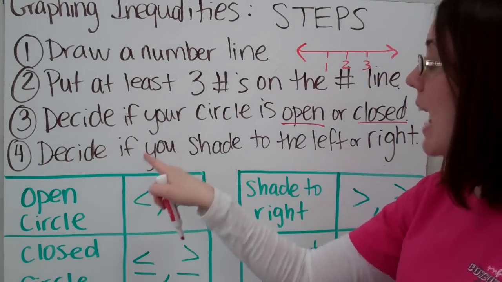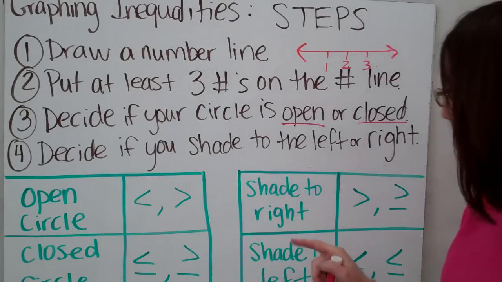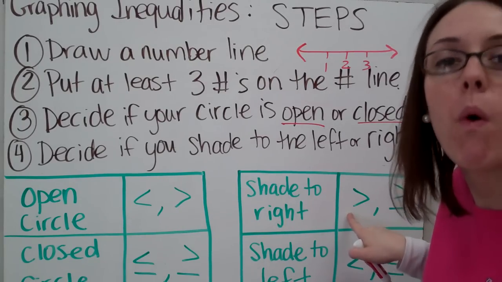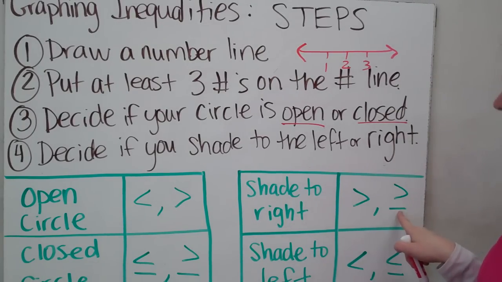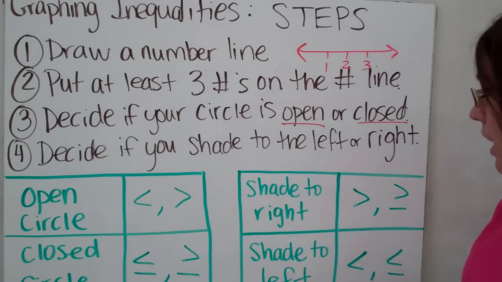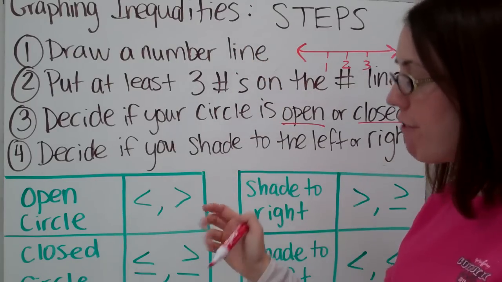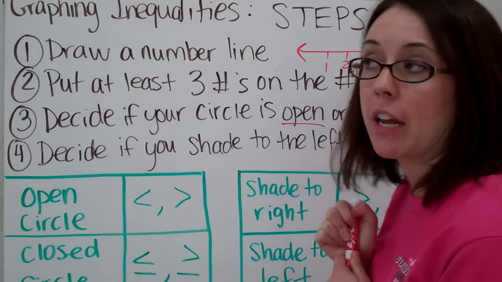Number 4, decide if you shade to the left or to the right. You shade to the right if your inequality symbol points to the right. You shade to the right when it points to the right. You shade to the left when your inequality symbol points to the left. So all 4 of these steps are going to help us graph inequalities.